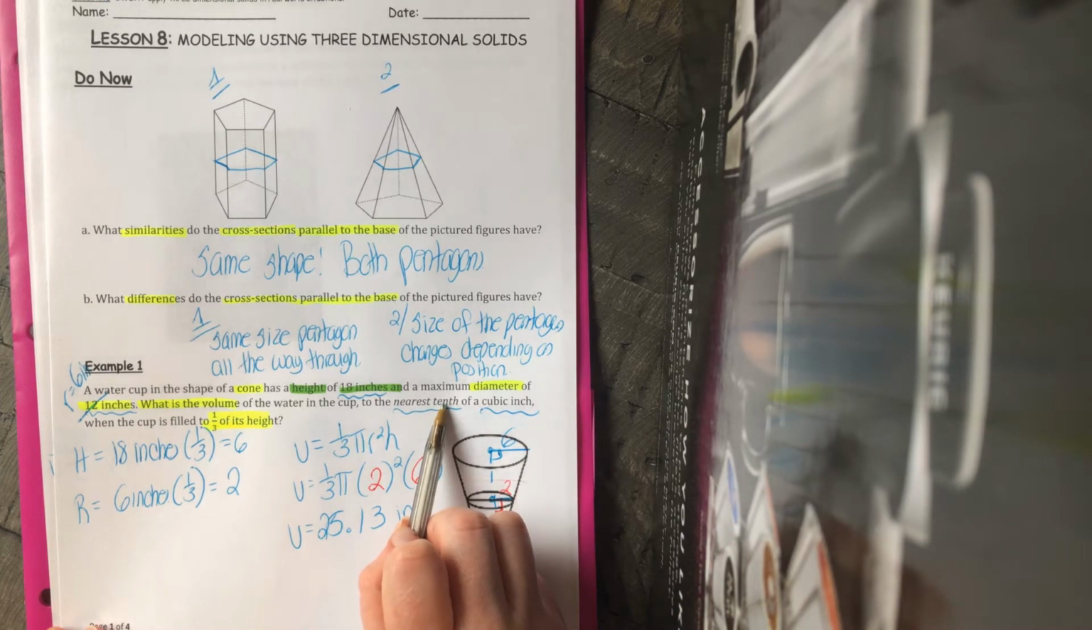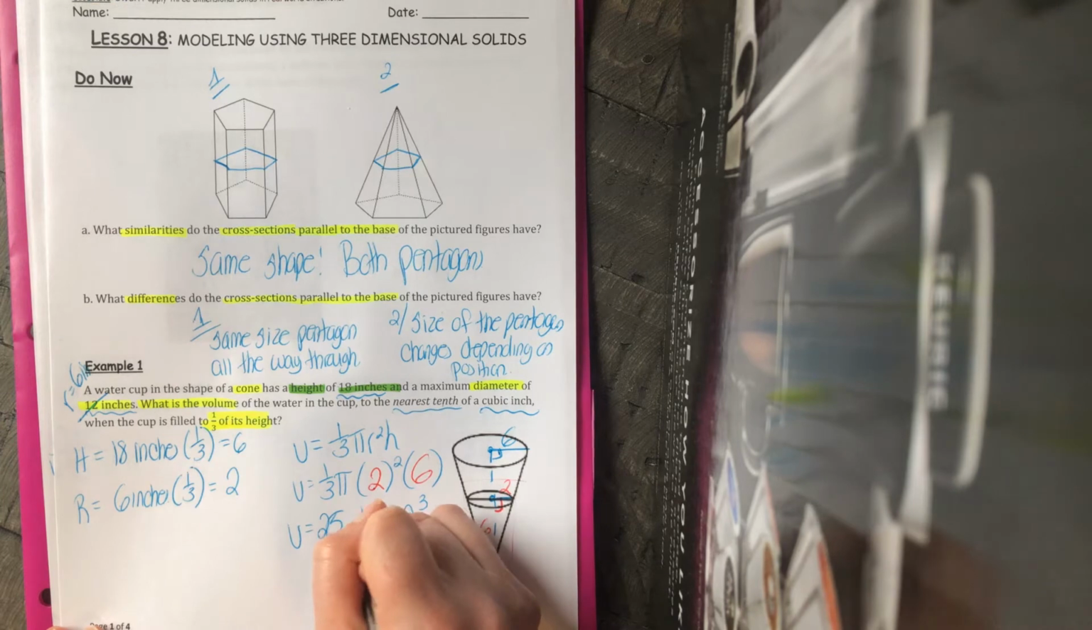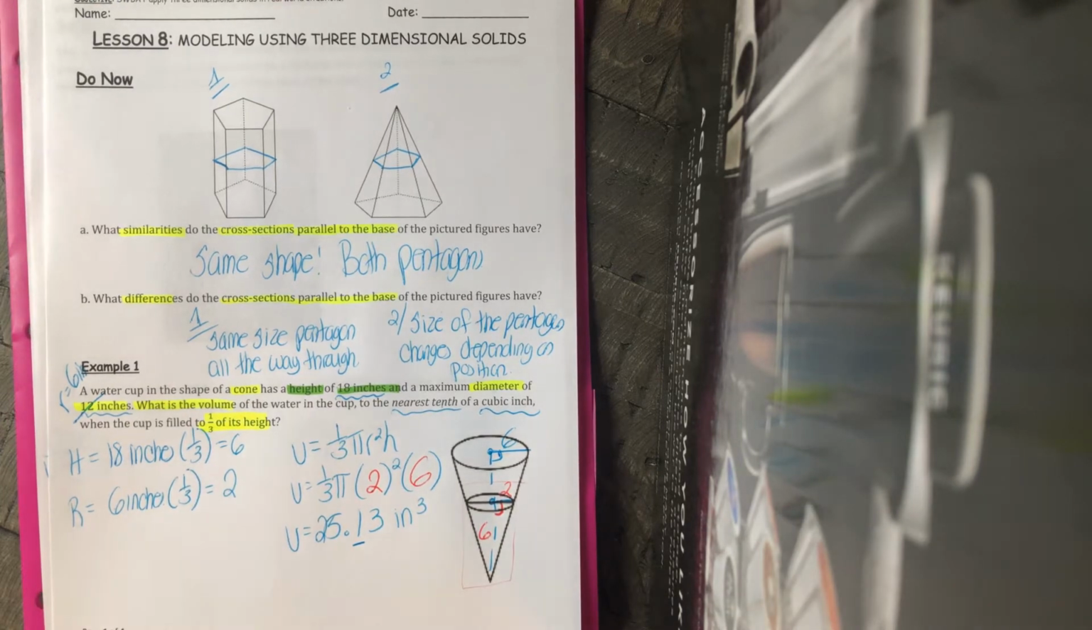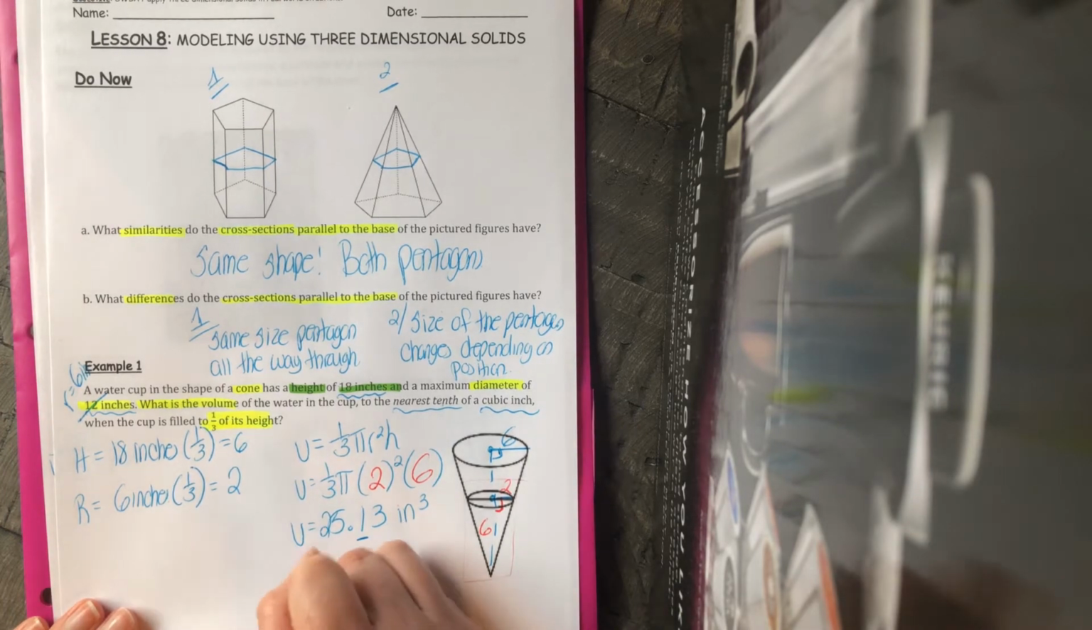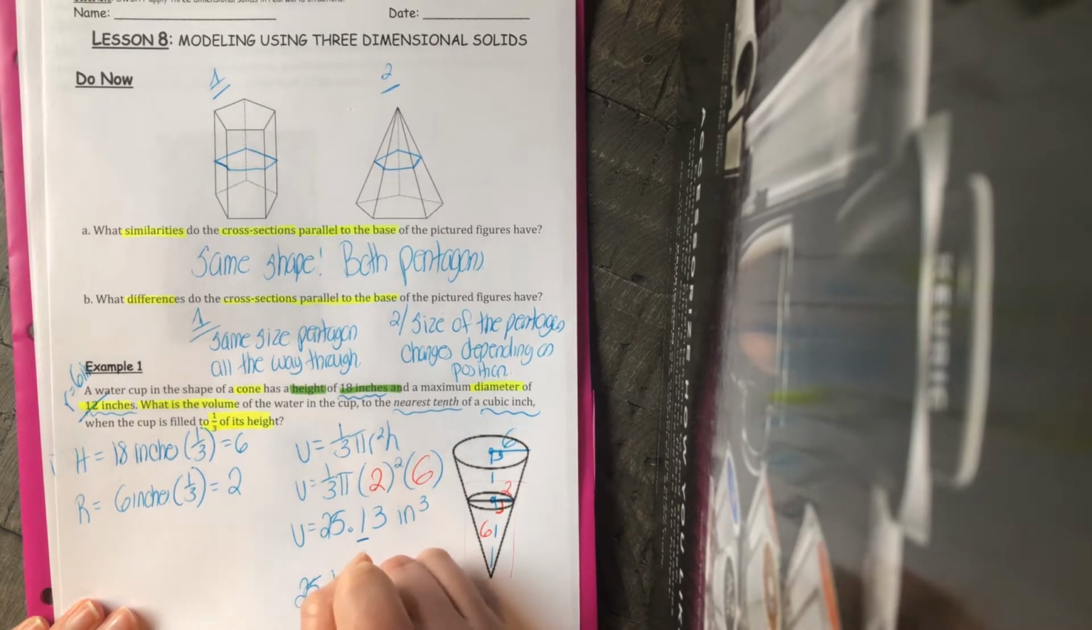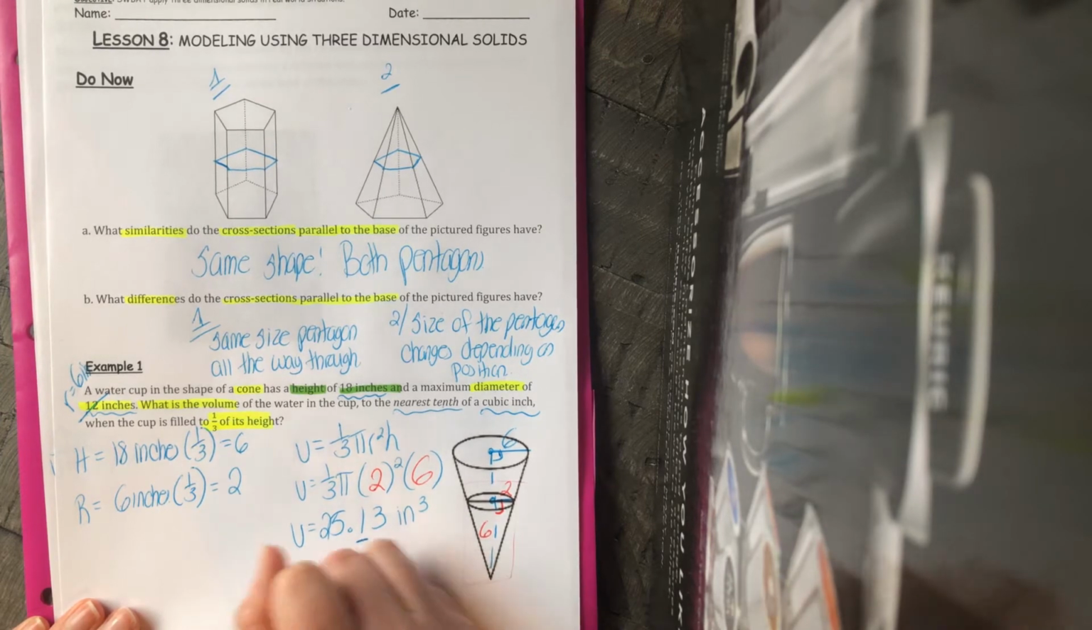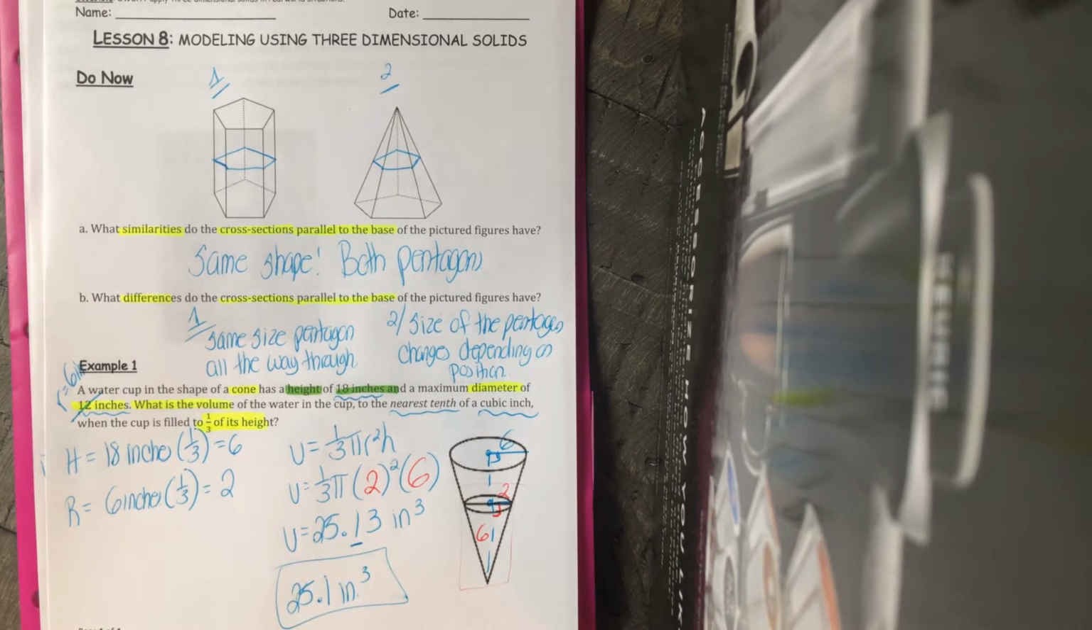Don't forget to reread the question. So I know that there's only 1 zero in the number 10, so I only want to go one place after the decimal, and this isn't going to round up, it's just going to stay. So it's going to be 25.1 inches cubed. That would be our final answer for example 1.